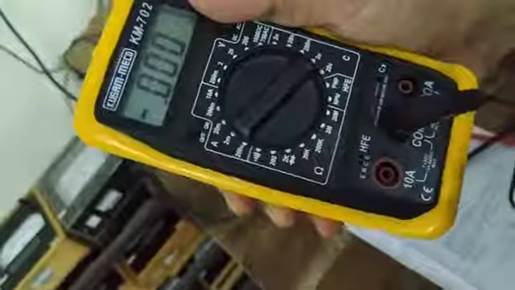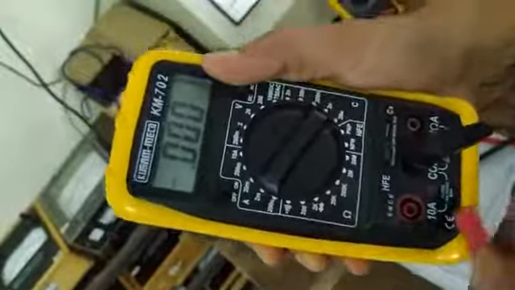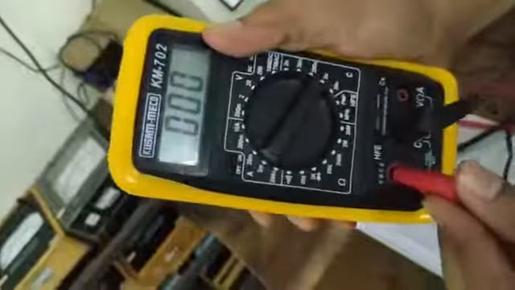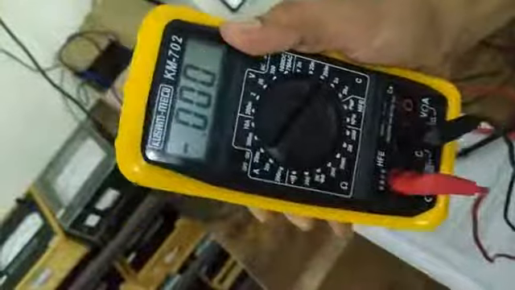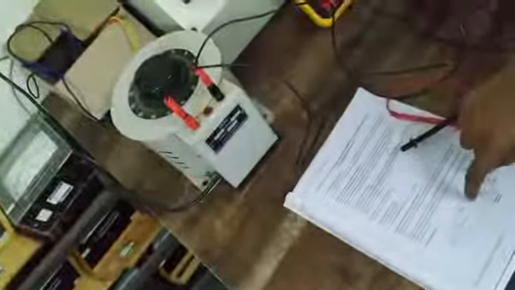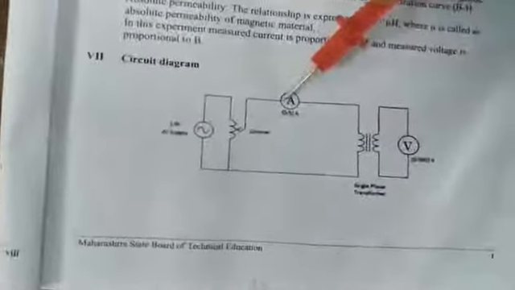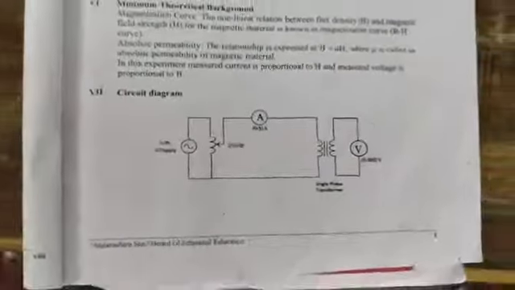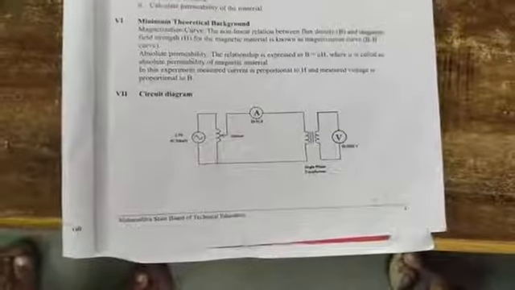If you want to measure a high current, that is, if the current is at the level of up to 10 ampere, then we have to keep it here. So this is the whole function of the multimeter. I hope you understood. Now let us see. So we are using the multimeter here and here. Okay, fine.